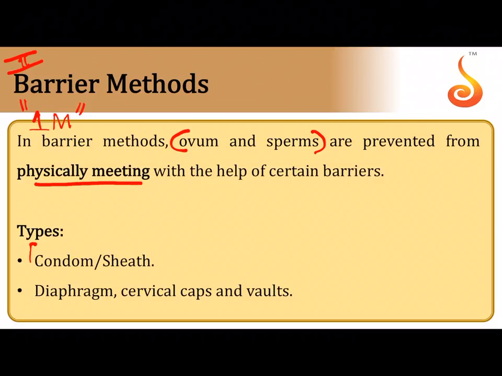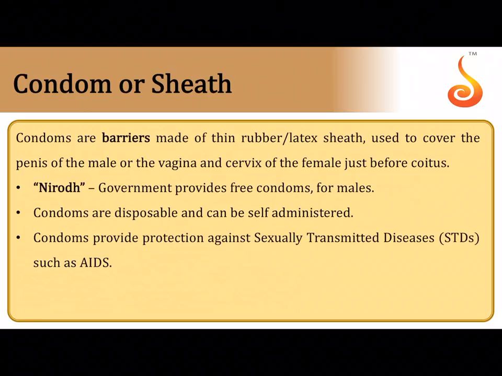In barrier methods, we will be focusing on two types. One is referred to as the condom or the sheath, and the second one is used exclusively in females, that is diaphragm, cervical caps, and vaults. So moving on to the first type of barrier method. The first type of barrier method is referred to as the condom or the sheath. It is made up of a thin rubber or latex sheath. Remember, it is used by both the male as well as the female.